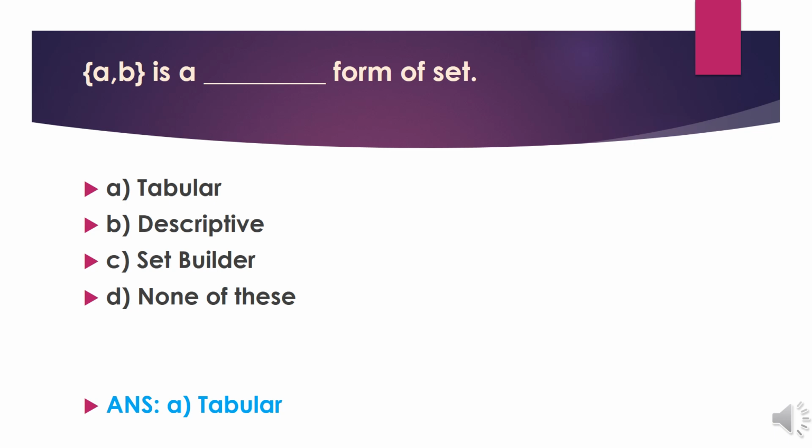AB is a dash form of set. A tabular, B descriptive, C set builder, D none of these. Answer: A tabular.